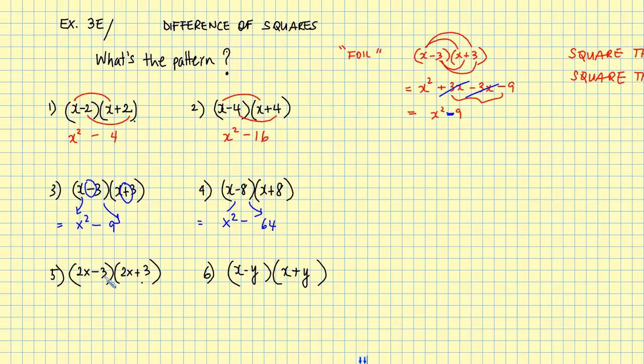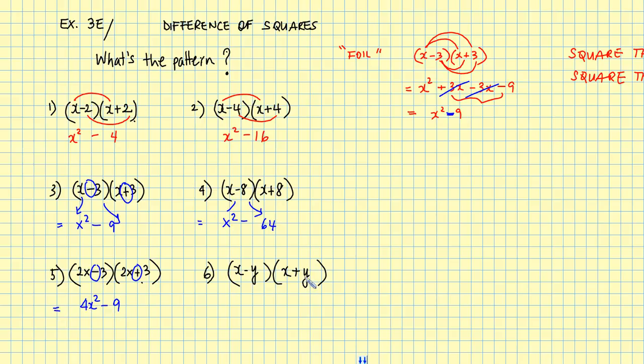Same thing occurs even when my terms become more complicated. 2x minus 3 times 2x plus 3. Okay, so again, we've got identical binomials. The terms inside the parentheses are identical. We have 1 minus, we have 1 plus, therefore it's a difference of squares, and therefore I square the first term. 2x squared means it's 2x times 2x, which is 4x squared, and I square the last, which is 3 times 3, which is 9, and we put a negative in the middle.